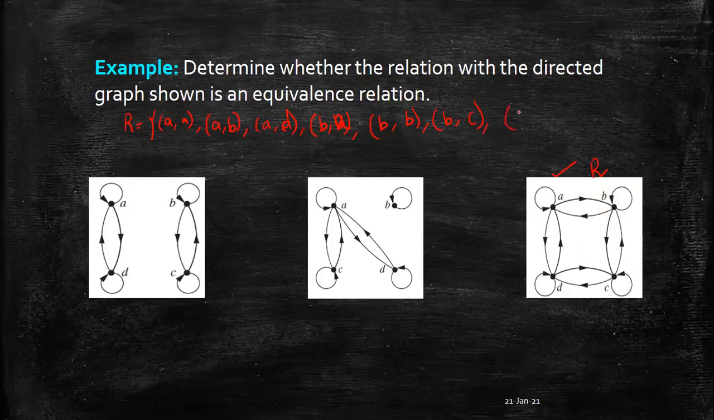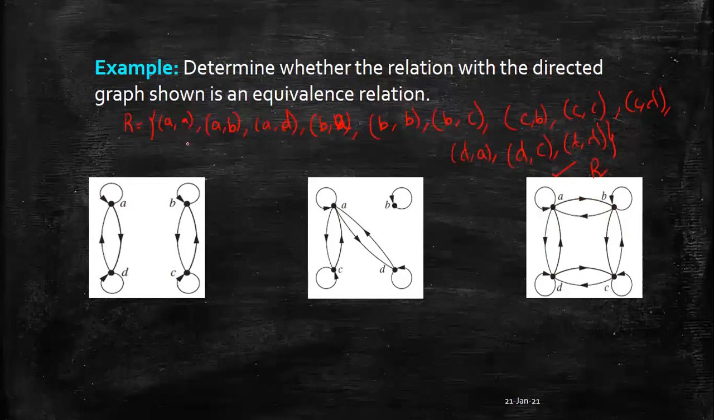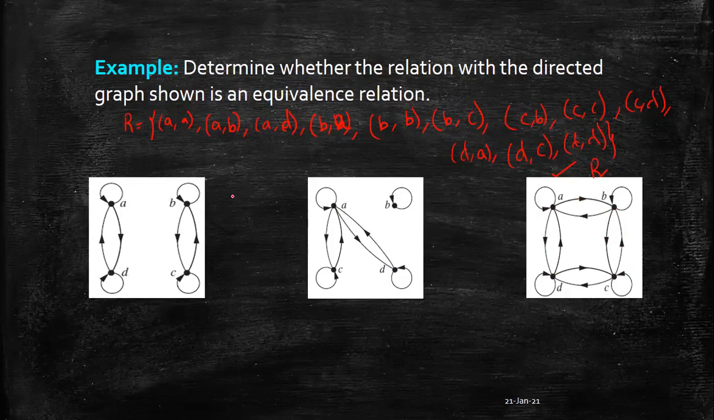No. After that, do we have anything from C to A? No, there is no such thing. What about C to B? Yes. C comma C then, because there is a loop, and C comma D. Then finally for D, we have a relation from D to A, DA. From D to B, there is nothing. Then we have D to C and then D to D. Now once we have written all the edges in the form of a relation, you have to check for all the three properties.